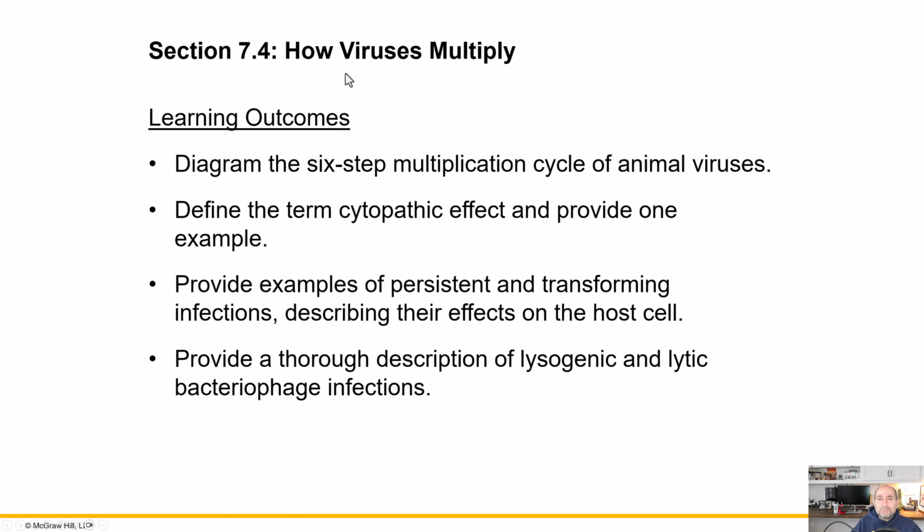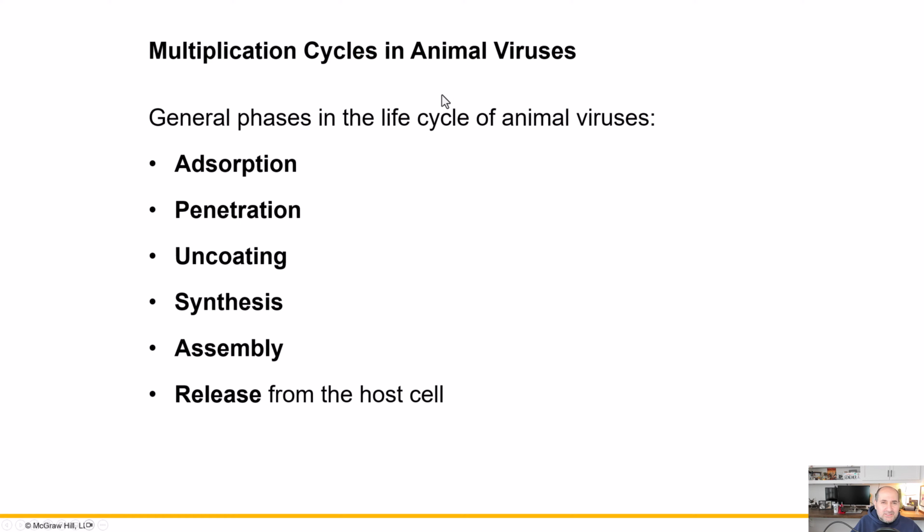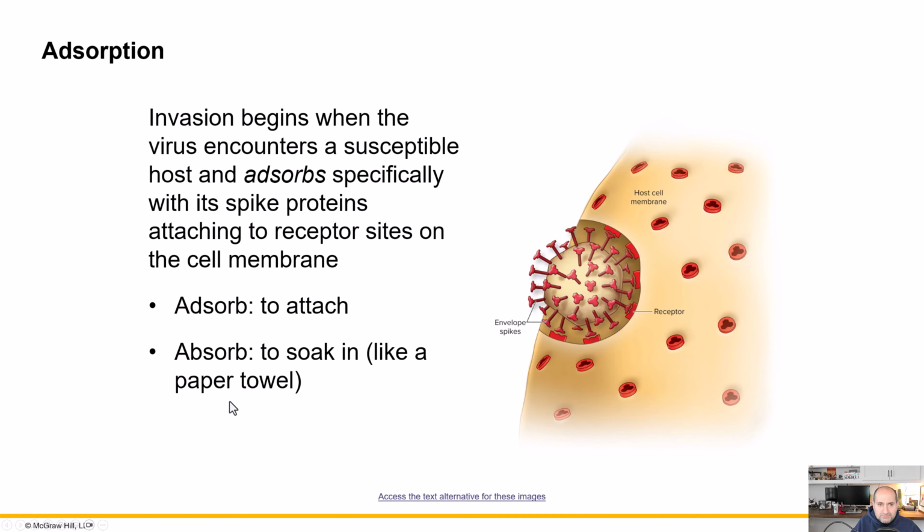Welcome back from break time with Gizmo and Wicket. Now, let's talk about how viruses multiply. What do viruses do once they get inside the cell? This is known as the multiplication cycle of an animal virus. This includes general phases: adsorption, penetration, encoding, synthesis, assembly, and release.